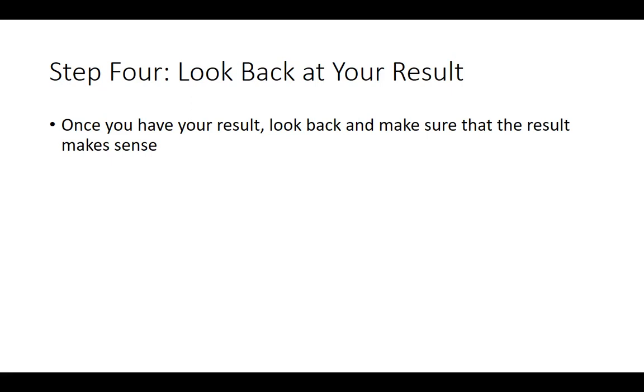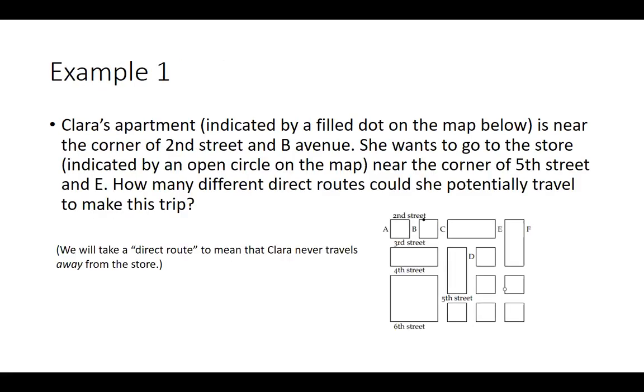Let's take a look at example 1. Clara's apartment, indicated by a filled dot on the map below, is near the corner of 2nd Street and B Avenue. She wants to go to the store, indicated by an open circle on the map, near the corner of 5th Street and E. How many different direct routes could she potentially travel to make this trip?